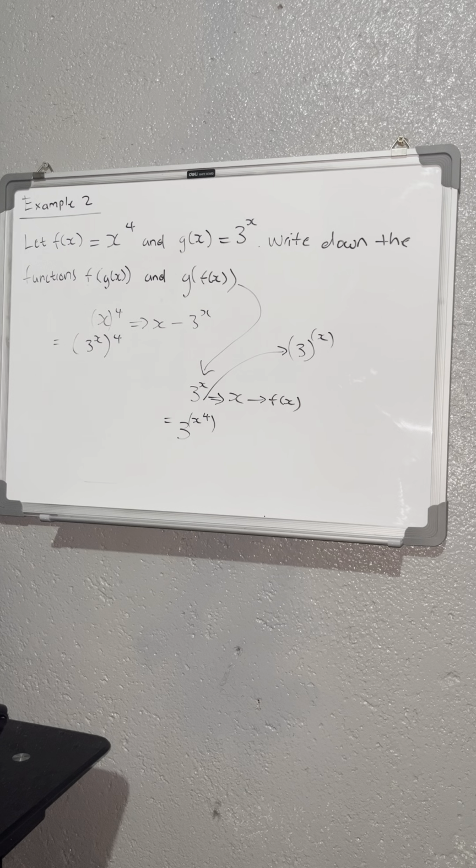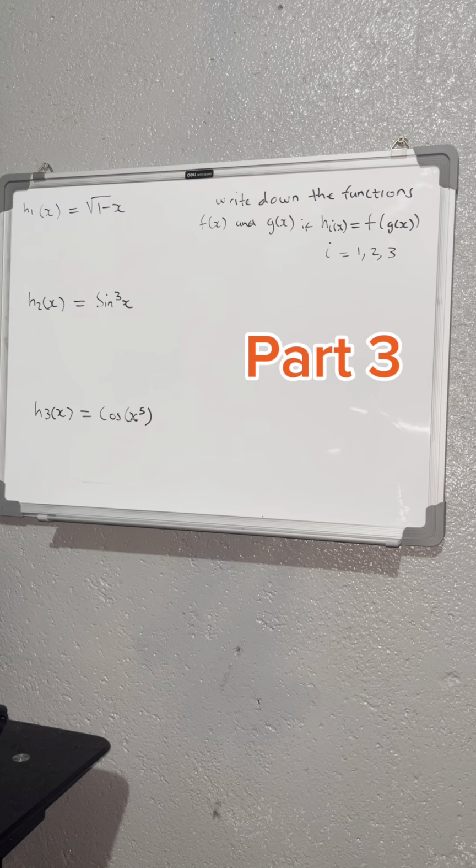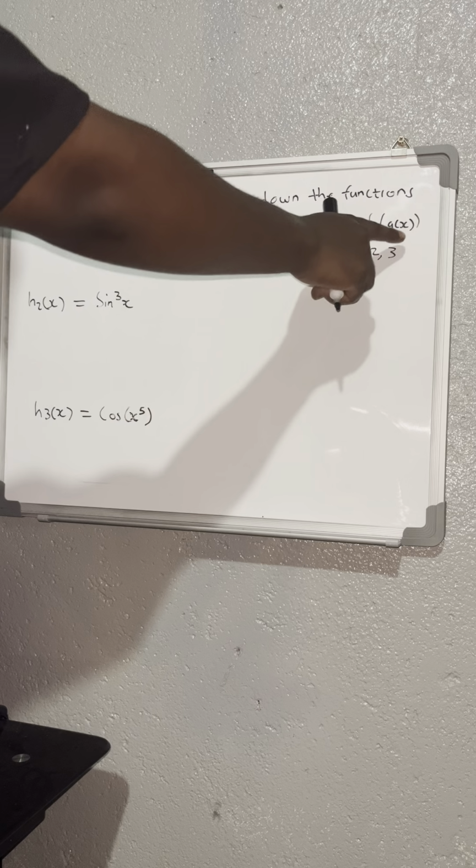So I think we're going to do more examples. I think I have example 3 and example 4. So I'm just going to pause the video and write another example. So example 3, we have one that looks like this. They say consider the function h of 1, h of 2, and also h of 3. Write down the functions of f of x and g of x if h1, h2, h3 is equal to this.